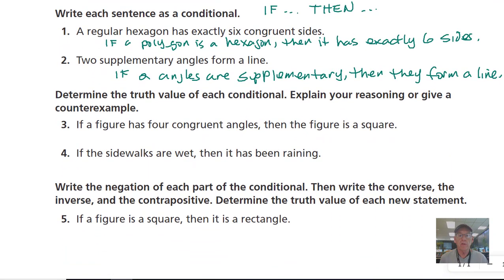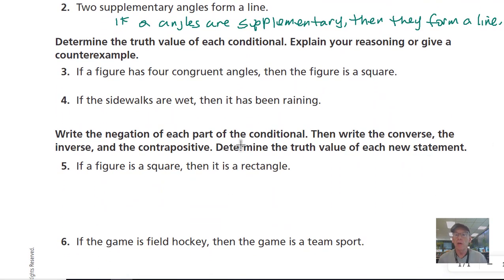Here we want to evaluate these, determine the truth value of each conditional, explain your reasoning, or give a counterexample if it's false. So let's see. If a figure has 4 congruent angles, then the figure is a square. So let's look at our truth table.